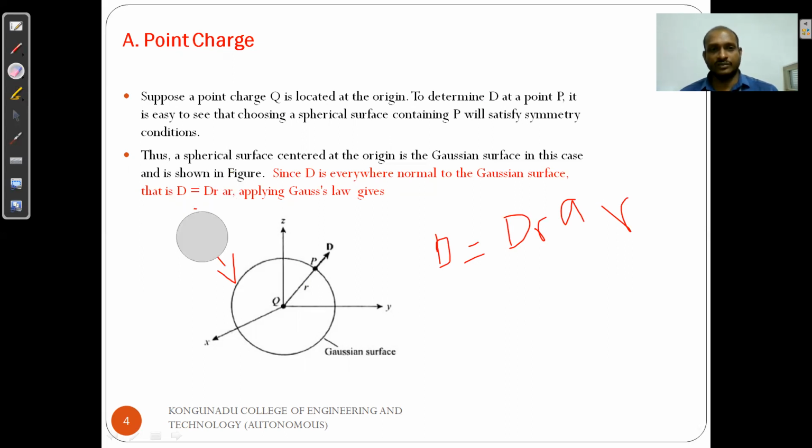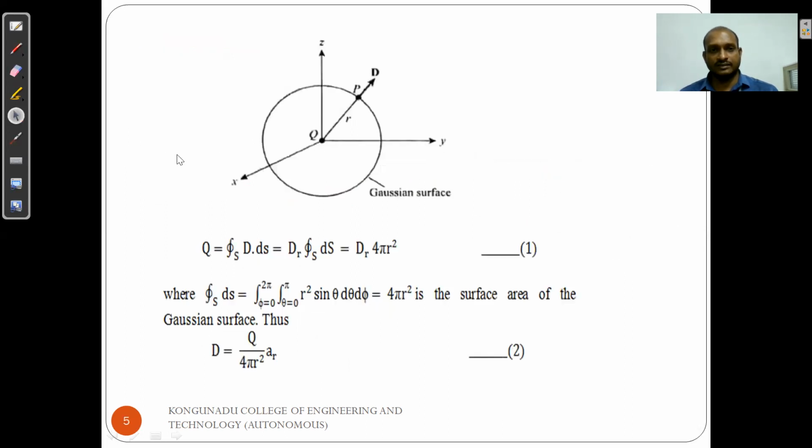By applying Gauss law for the point charge, we get the formula: Q is equal to the surface integral of D dot dS. Here D is equal to Dr times ar. We apply the magnitude value Dr times the surface integral of dS. This is the surface integral for a spherical system, so we are going to apply the formula for a sphere.